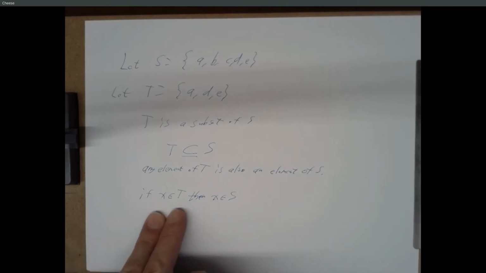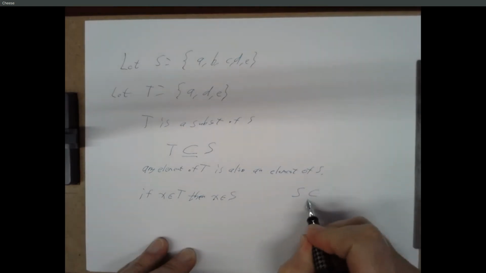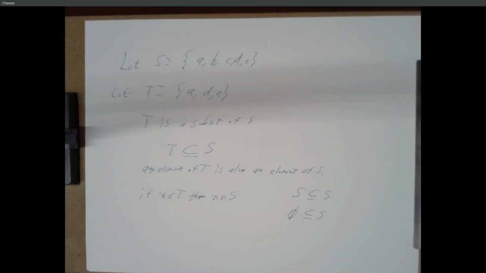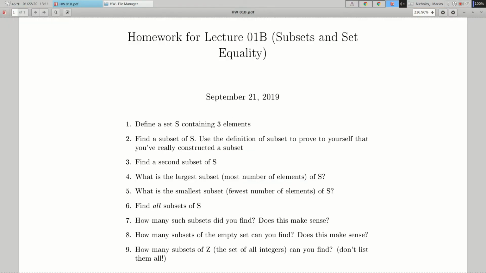This is the vacuous truth thing again. And the set itself is a subset of itself, because anything contained in S is also contained in S. So we always know that S is a subset of S, and the empty set is a subset of S. Those are two special cases. Question 1, just define a set containing 3 elements, and then question 2, find a subset of S.